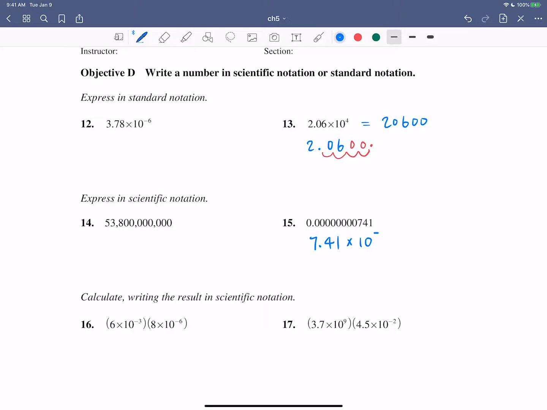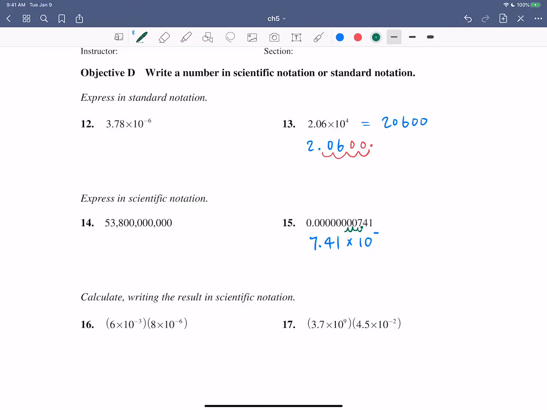How many times do I move to the left from 7.41 so that I can get the original decimal? Well, you could place the decimal into the original number. Let's say right here, right? We select 7.41, and then you test it out. How many times do you have to move to the left?